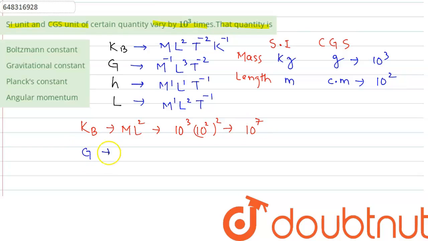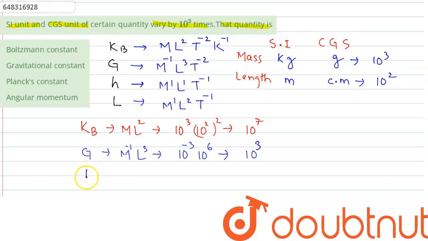For gravitational constant G, we will write M^-1 L^3. We are neglecting time because it is the same in both SI and CGS, it is second. So for M^-1, we will write 10 to the power minus 3. And for L^3, we will write 10 to the power 6, because this is 10 to the power 2 raised to the power 3. This will give 10 to the power 3 minus 6... so this will be 10 to the power 3.